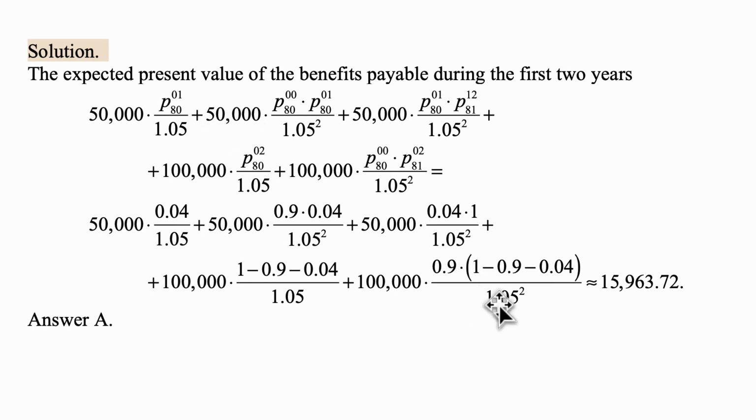And now we just plug in all these probabilities. Note that the probability of transitioning from state 0 to state 2 is not directly given in the problem, but it's equal to 1 minus the probability of transitioning from state 0 to state 0 minus the probability of transitioning from state 0 to state 1. So 1 minus 0.9 minus 0.04. Note that also the probability of transitioning from state 0 to state 0 or state 0 to state 1 is the same at both ages. So otherwise we plug in all these probabilities, do the calculation, and we end up with approximately 15,963.72, which is answer A.